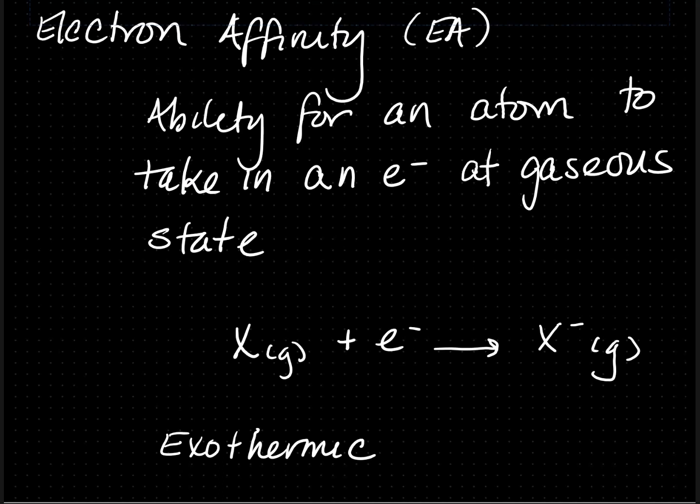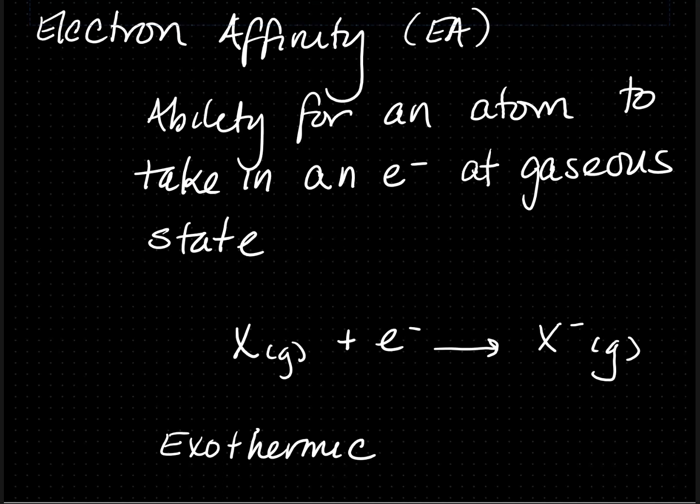Remember, for ionization energy, we removed an electron, so the electron was present on the product side. For electron affinity, we are adding or taking in electrons, so the electrons appear on the reactant side.